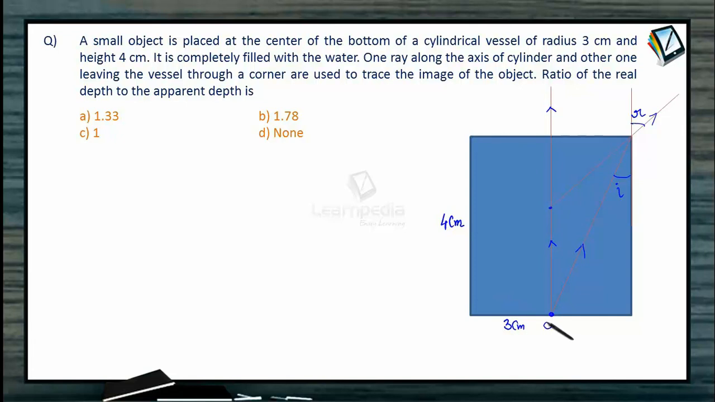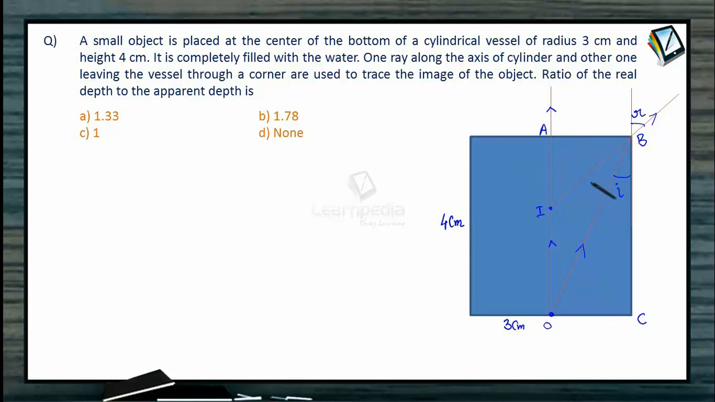So let us suppose O is the location of object, then I must be the location of the image, because here it is one ray which is along the axis of the cylinder and the other one is leaving the vessel through corner. These two rays are used to trace the image, so common point of intersection is I. So I is the location of image. So let us suppose this point is A and this point is B. If it is used, let us suppose this is C.